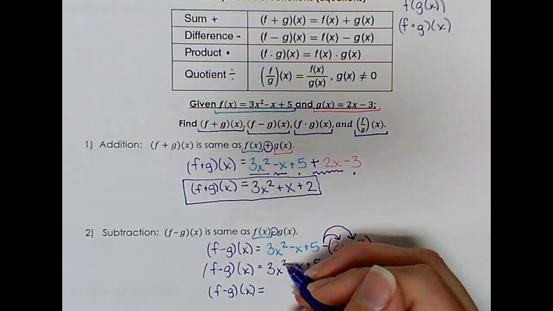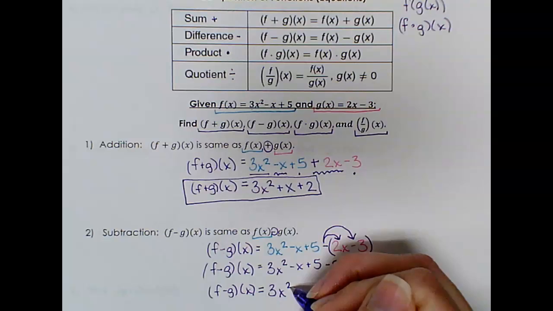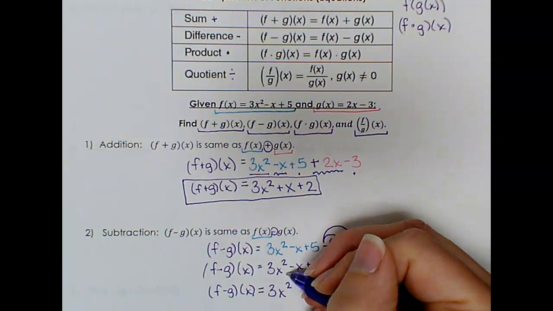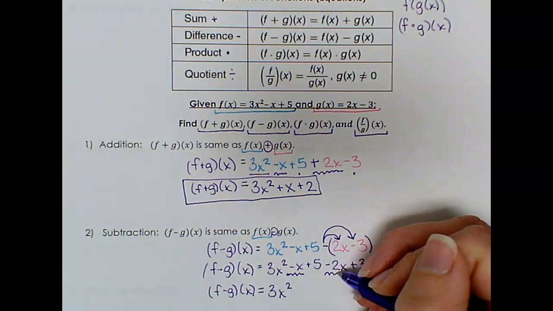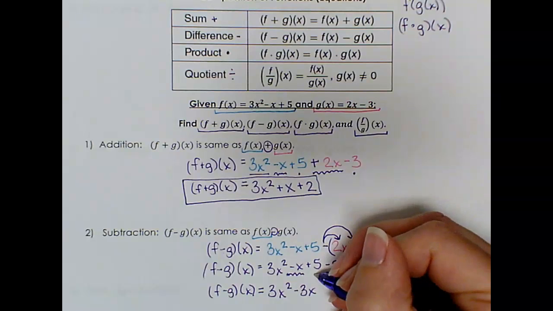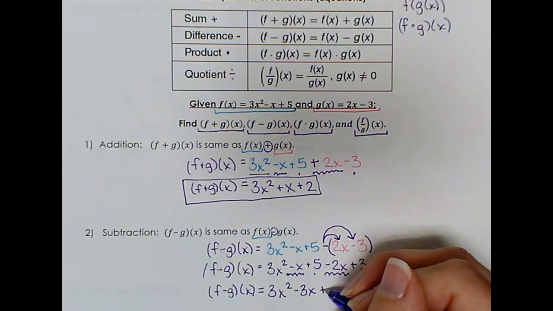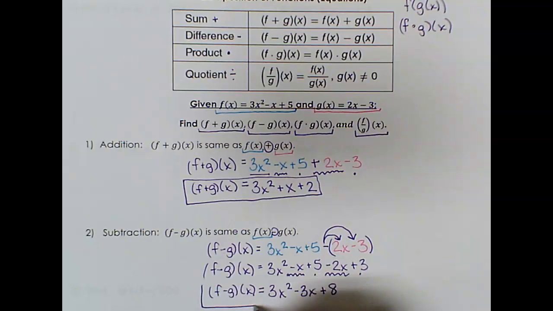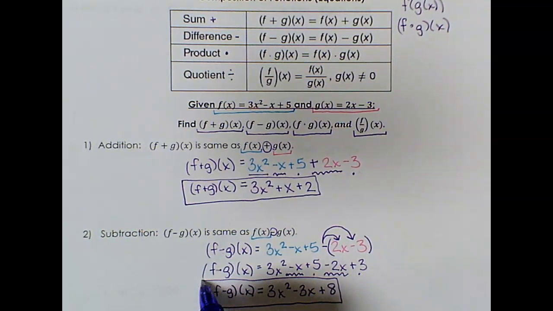So I only have one x squared term, that's 3x squared. I have minus x minus 2x, so negative 1 minus 2 more is minus 3x. And then I have plus 5 plus 3, so that's plus 8. And this is my subtraction of f minus g.